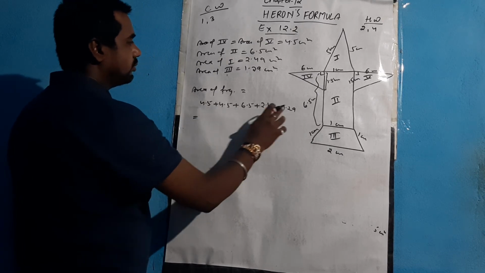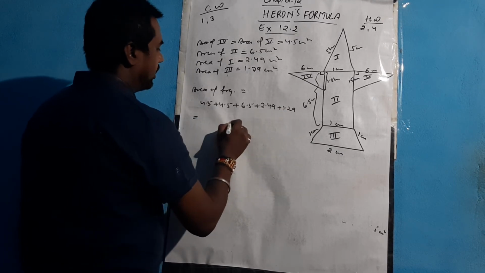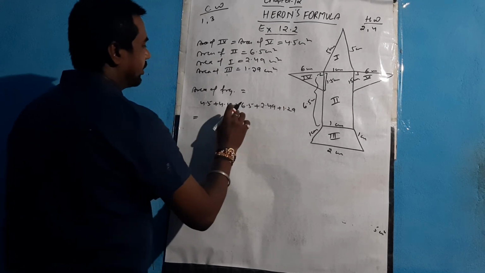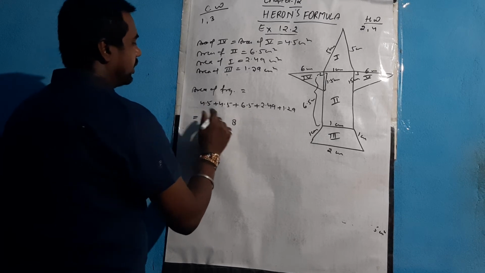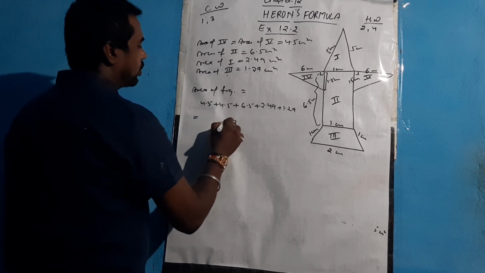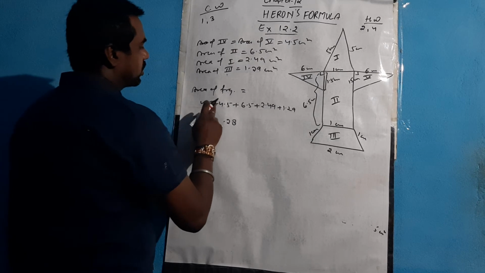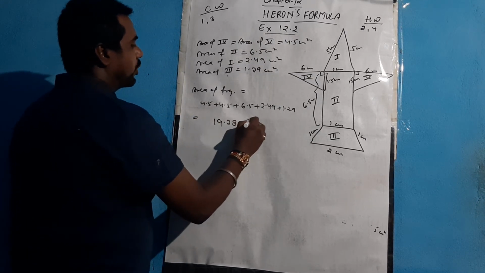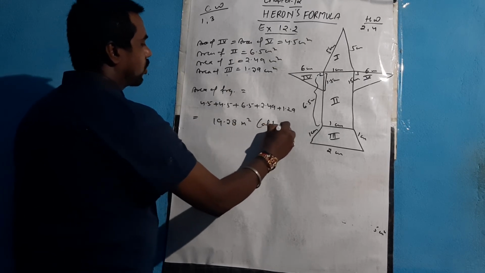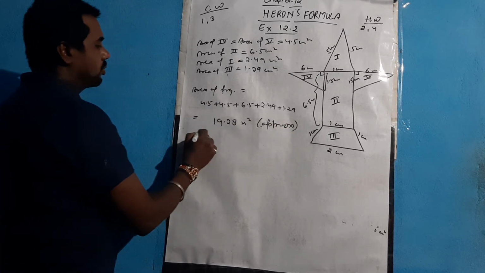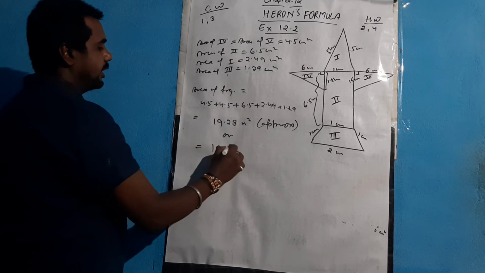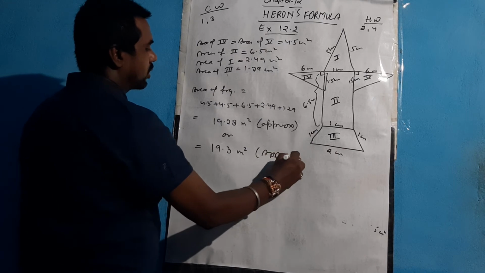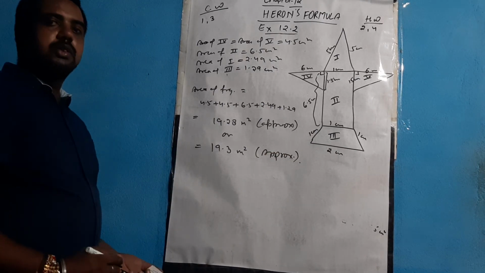Adding up digit by digit with carries, we get 19.28 meter square approx, or you may also write it as 19.3 meter square if you need to write it to one place of decimal.